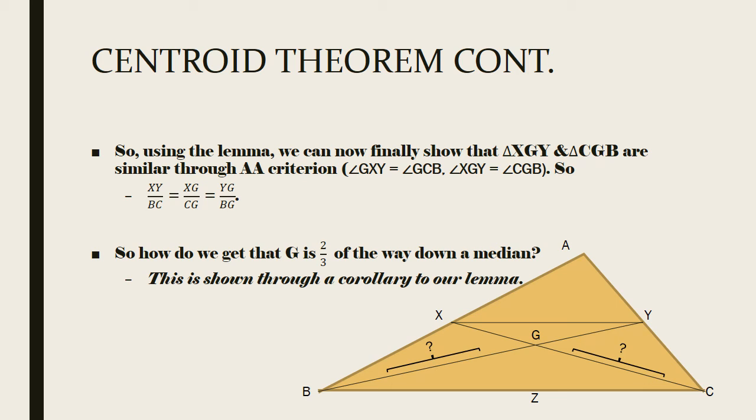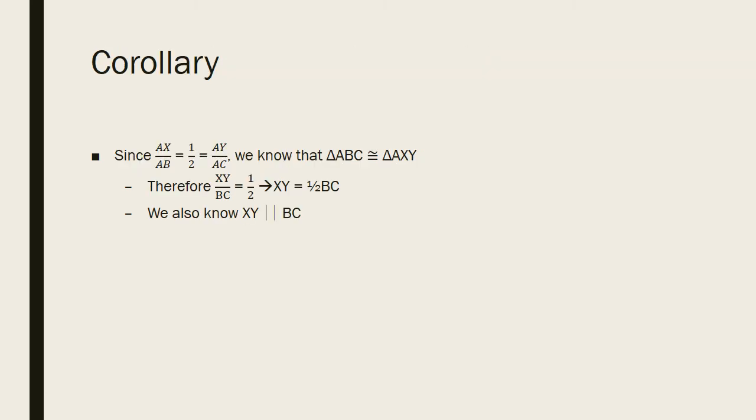We need to prove that the centroid lies 2/3 of the way along a median. And how do we get that number 2/3? Well, that's shown through a different theorem called a corollary. This corollary is based off of the discussion we had earlier about our lemma.